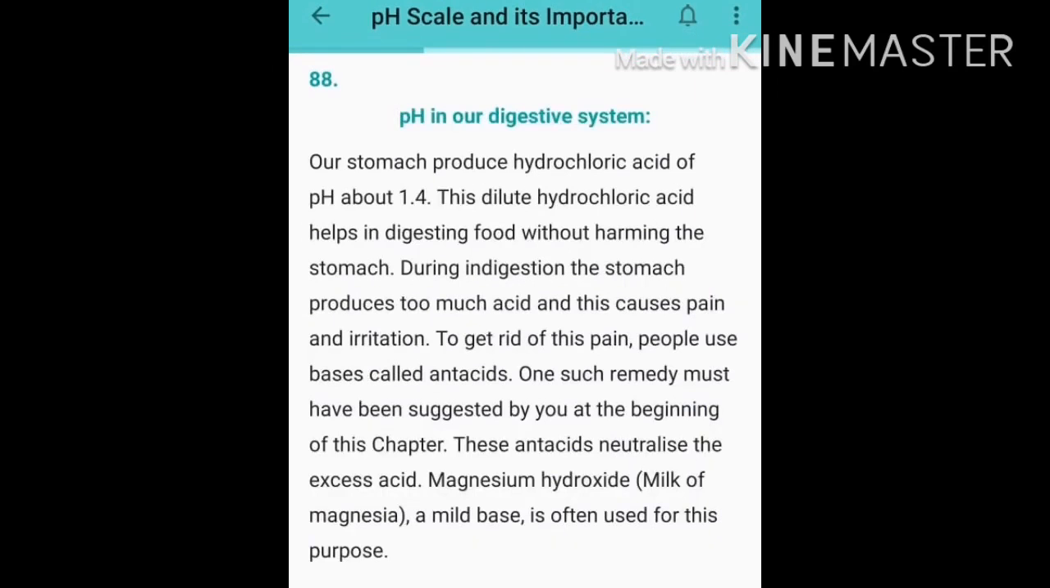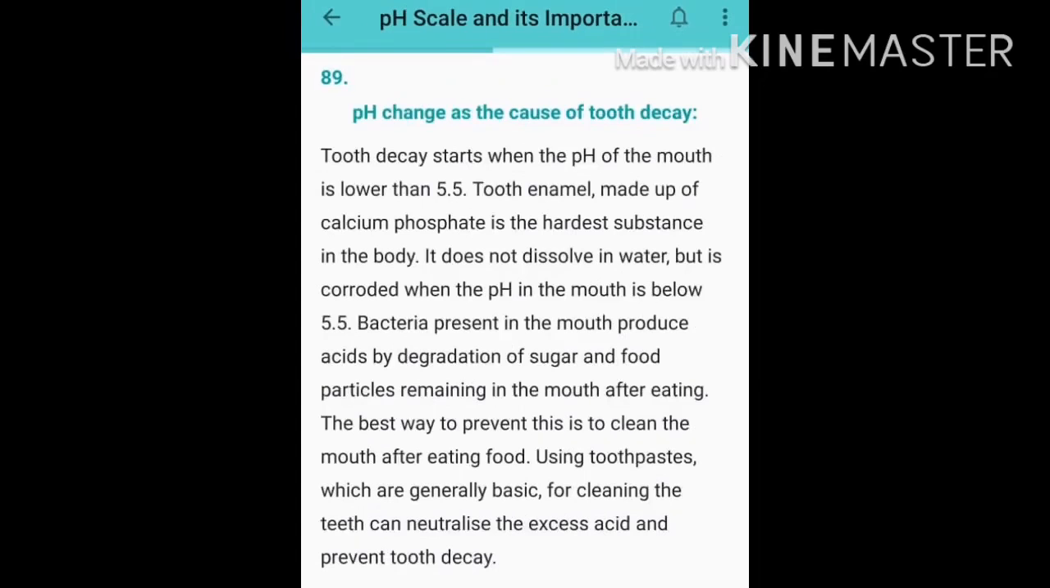Our stomach produces hydrochloric acid of pH about 1.4. This dilute hydrochloric acid helps in digestion of food without harming the stomach. During indigestion, the stomach produces too much acid and this causes pain and irritation. To get rid of this pain, people use bases called antacids. These antacids neutralize the excess acid. Magnesium hydroxide, milk of magnesia, a mild base, is often used for this purpose.